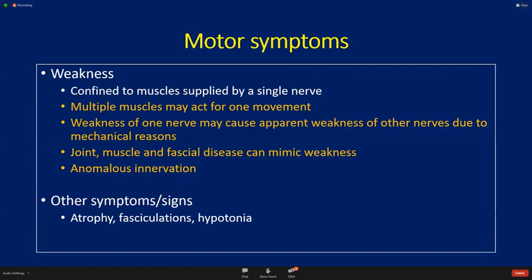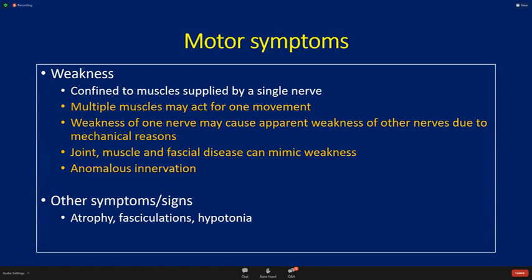When you're examining for the motor involvement, predominantly you're looking for weakness which is confined to muscles supplied by a single nerve. That is when you call it a mononeuropathy. So you have to remember that a single action may be done by multiple muscles, and if you have a stronger muscle, it may mask the activity of a weaker muscle. For example, supination is done by both biceps and supinator. But if biceps is strong, a weakness of supinator may be masked. So you may have to do the test by disadvantaging one muscle over the other.